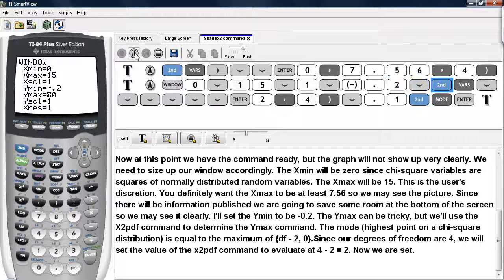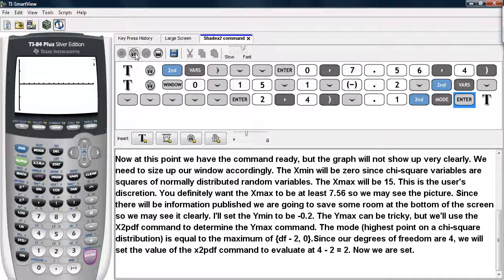We hit second VARs, and then we select the chi-square PDF command. Type in the value of 2, comma, and then the degrees of freedom. And that gives us our y-max value. And I'll set the y-scaling to be 1/10. Now I return to the home screen so I can execute the shade chi-square command.